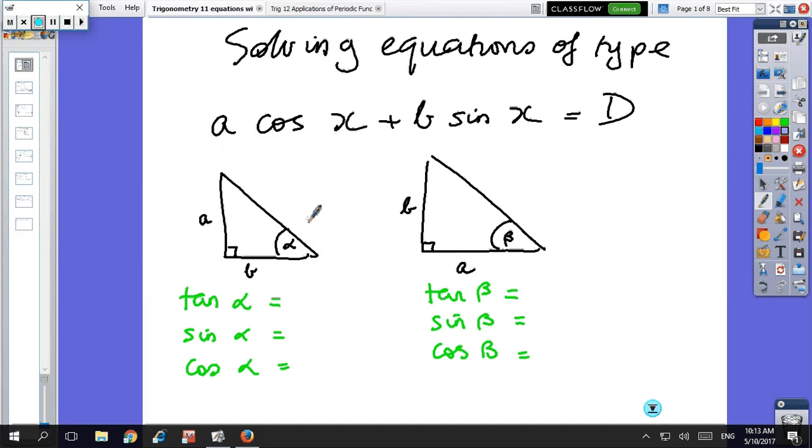Okay, so we're looking at a video solving equations where sine and cos appear together. We haven't done sine and cos together. We've had sine or cos or tan. So now we're going to do some ones.